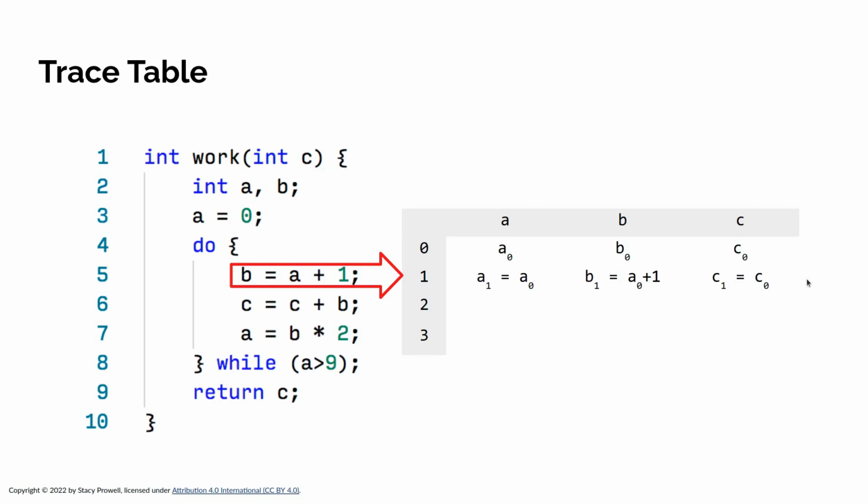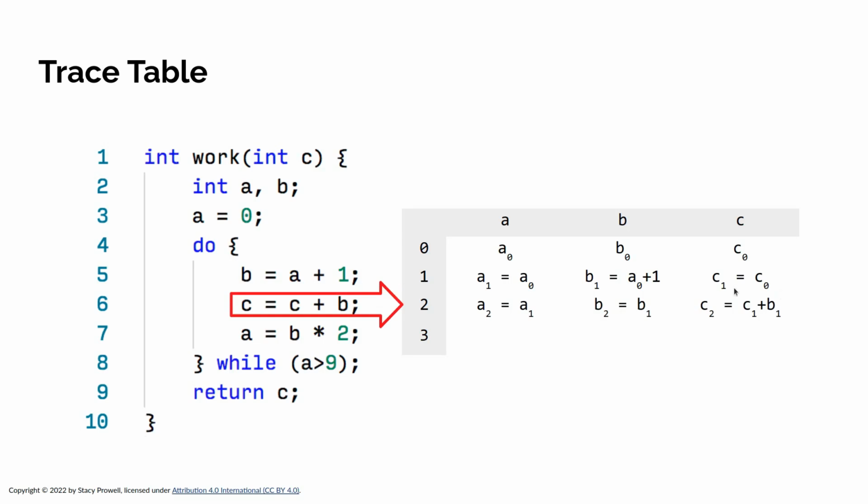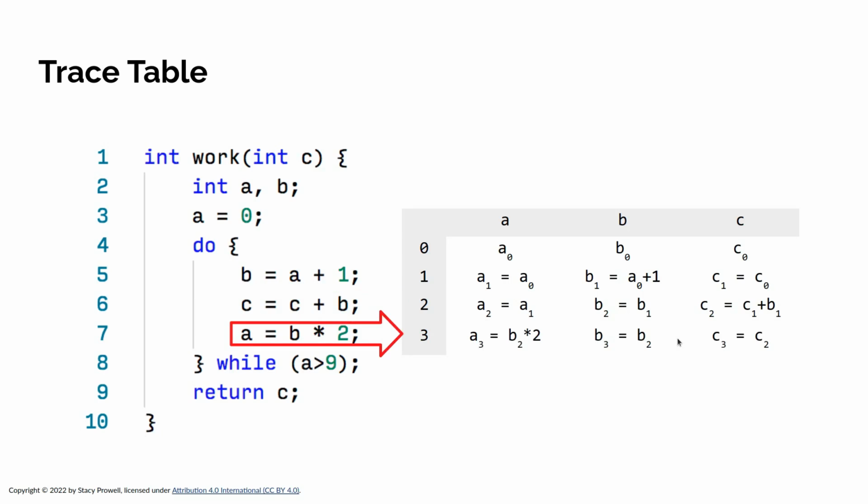For the next one, C gets C plus B. So A and B are going to stay the same, but C is going to change. And there we go: C2 is C1 plus B1. What's C1? It's C0. What's B1? It's A0 plus 1. So I could do back substitution to figure those out. Then I do the same thing for the last line, and you see that's over here. I've modified A. B and C remain the same. And then I would potentially go around the loop again. But here is the net effect of the body of the loop.